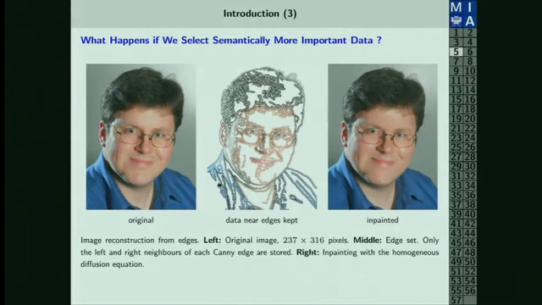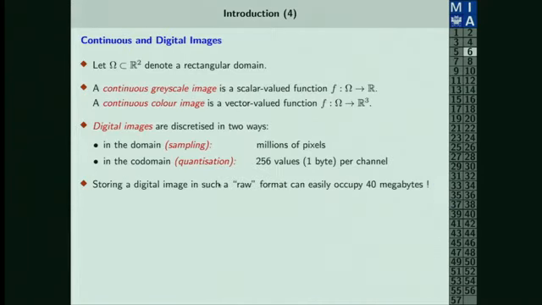So that's the essential idea, basically. I would like to remove most of the data from images, keep only a small percentage of carefully selected data, and interpolate, or inpaint, in between using partial differential equations, in particular of diffusion type. And for those of you who don't have an image analysis background, let me give you a few basics that we need in order to understand that talk, in particular about continuous and discrete images.